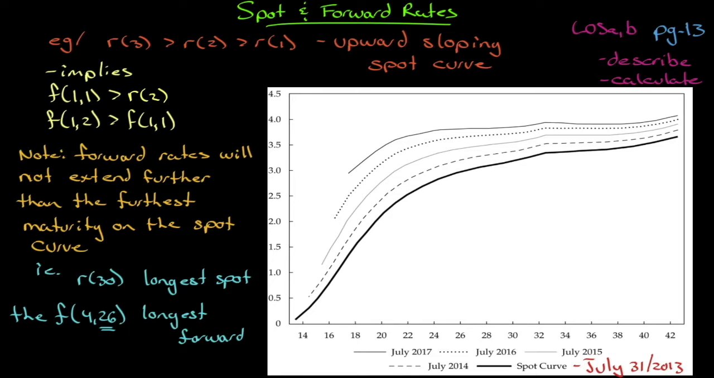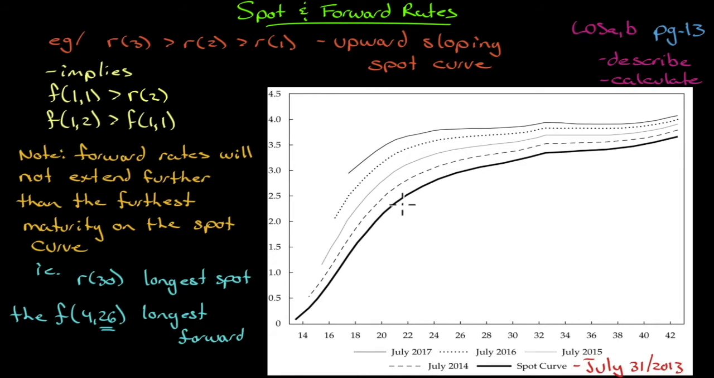So just to sum up what I said on the last screen, if we have an upward sloping spot curve, so let's say that R3 is greater than R2 is greater than R1, that implies that the forward rate F11 will be greater than R2, and forward rate F12, which both start in 1 year. This just happens to be a 1-year rate. This is a 2-year rate. So F11 will be greater than R3, and F12 will be greater than F11. The 2-year forward will be greater than the 1-year forward, even at the same time.